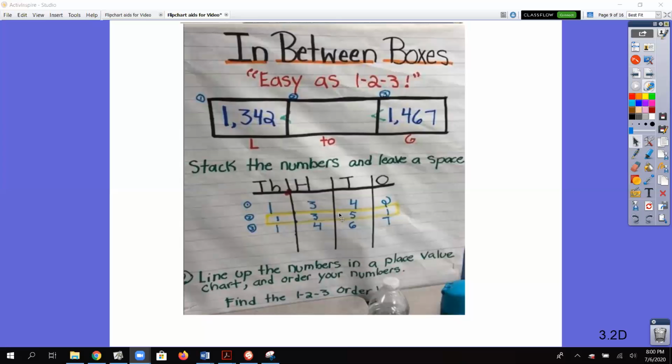The second number was the one that they were trying to find. So this number would actually be written inside there. So that would be here. They would write 1,351. And then the greatest number would be 1,467, which is why it was number 3. So that's how to do in-between boxes. It's just a strategy you can use to find what's in between. So let's do an example real quick together.